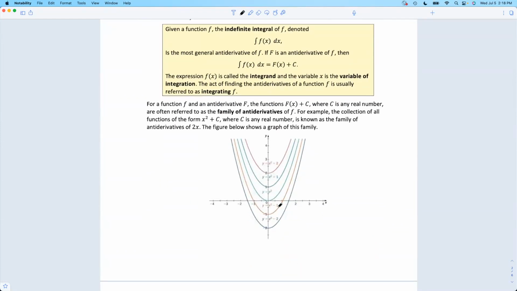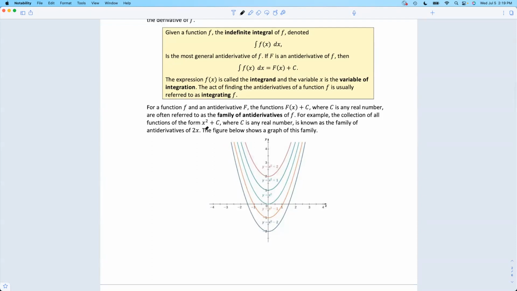So all of these functions here are just x squared plus some random constant. These would all have the exact same derivative, because the derivative of 2 or 1 or -1 or -2 or 137 would be 0. So this entire family of functions all have the same derivative. We would say then that the general antiderivative of 2x would be x squared plus c.